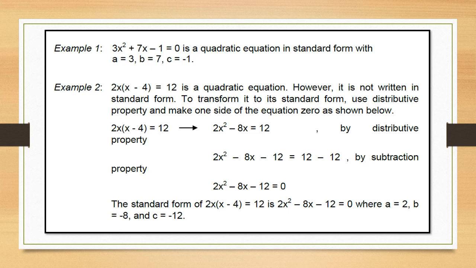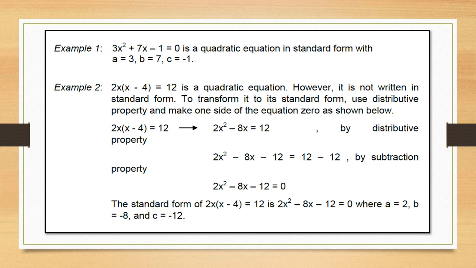To transform it to its standard form, use the distributive property and make one side of the equation 0, as shown below. So here, 2x times the quantity x minus 4 is equal to 12. By using the distributive property, we have 2x squared minus 8x is equal to 12. And then 2x squared minus 8x minus 12 is equal to 12 minus 12 by the subtraction property of equality. So 2x squared minus 8x minus 12 is equal to 0.